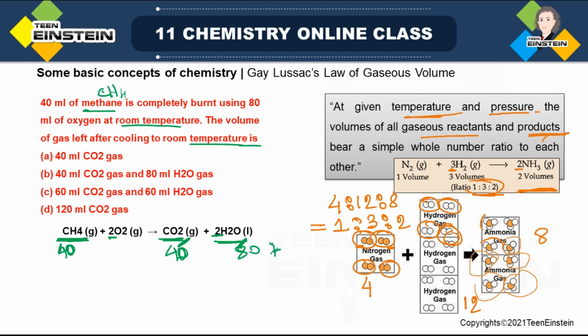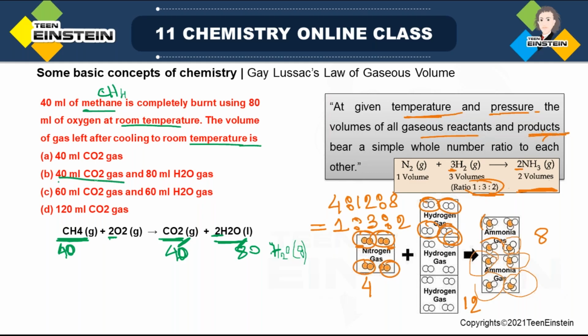Remember, you can write it only when it is in gaseous form. Then only it is true, but it is already at room temperature. Fine. So the first option is saying only 40 ml CO2. Then the second option, 40 ml CO2, 80 ml H2O.